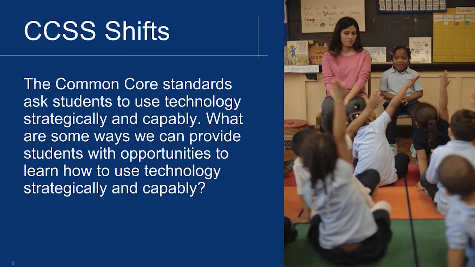So we thought that today we would start the conversation off by talking about what the Common Core State Standards say about the use of technology and how students interact with it. The Common Core standards ask students to use technology strategically and capably, and that means two things. The first is that students have the knowledge, skills, and experience with tools to understand what tools to use when they're trying to solve a problem. It also means they have the skills to do that. There's a difference between having keyboarding skills, for example, and having the skills necessary to put together a meaningful presentation that conveys a message.